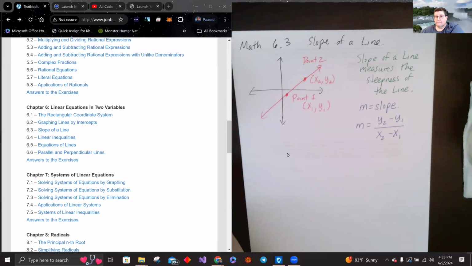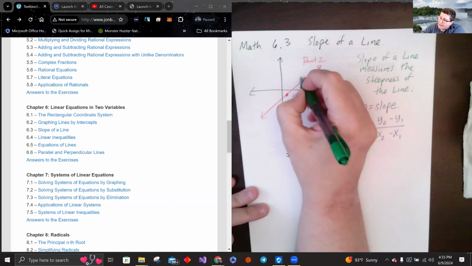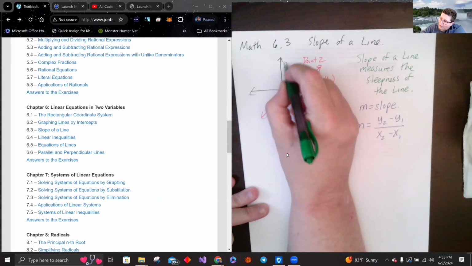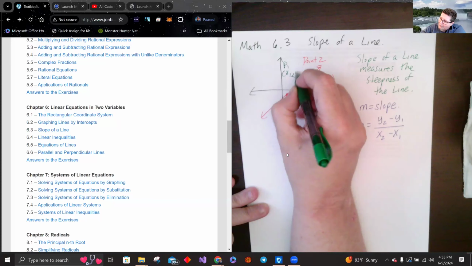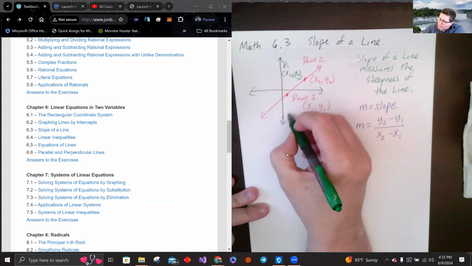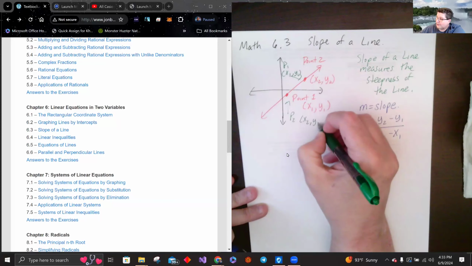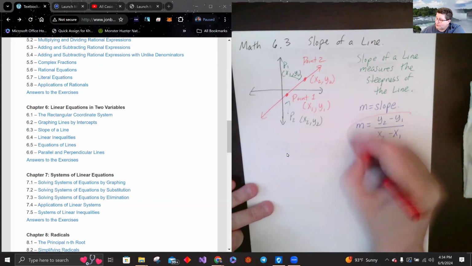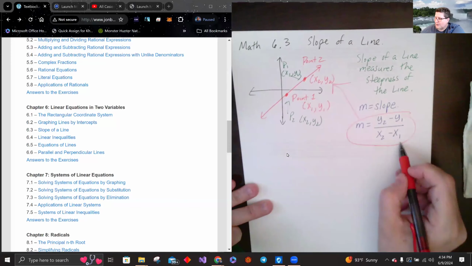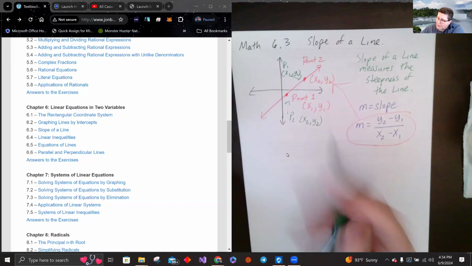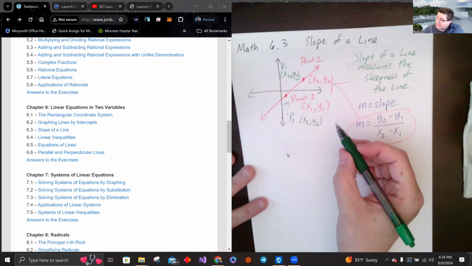And it actually doesn't matter which point you labeled which, as long as you do them in the same order. I'll relabel this in green letters. I'm going to call this point 1, x1 comma y1, and I'll say this is point 2 in green, x2 comma y2. So this was the slope with the red line. And this is the way we tend to memorize it. But I just want to show you that it doesn't matter which 2 we pick.